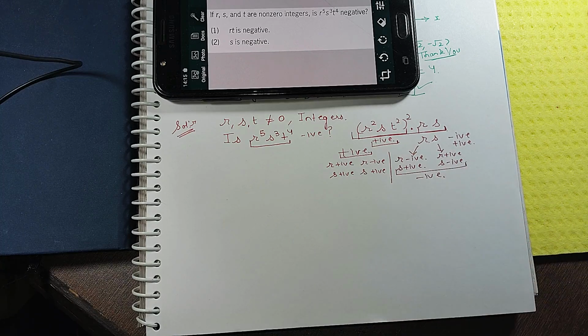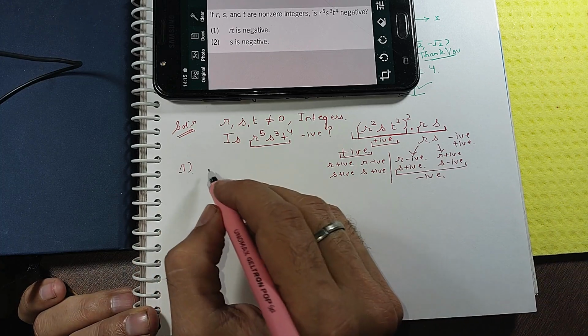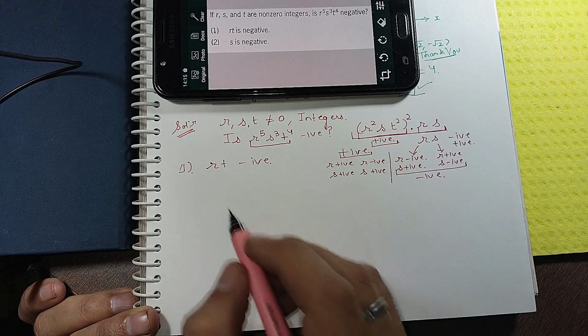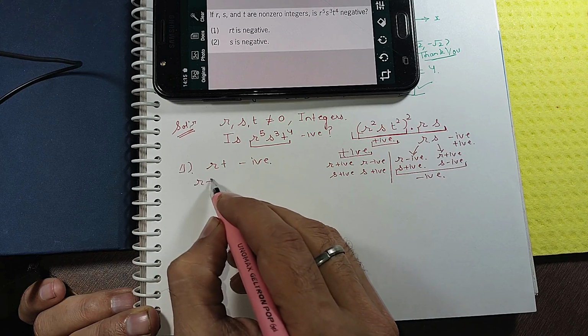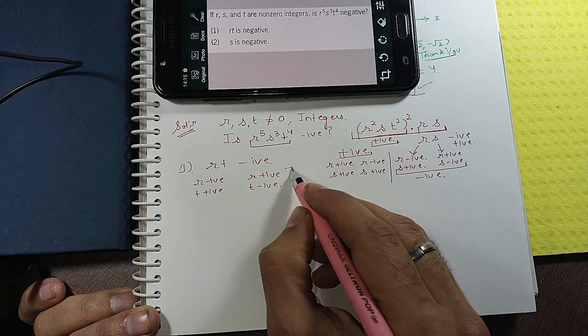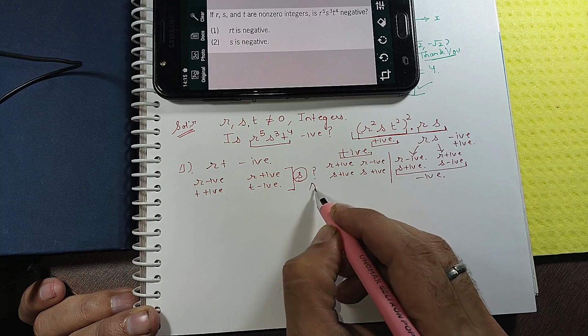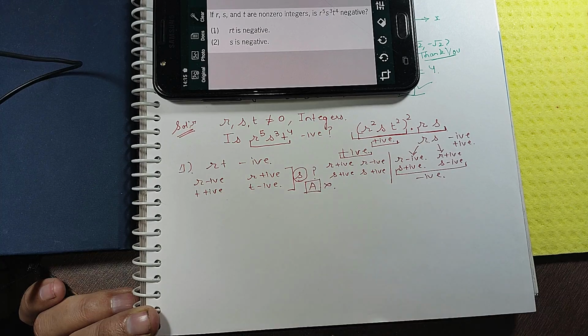Now with such information, we'll move to the first statement. The first statement tells us that R into T is negative. RT is negative. So this means either R is negative and T is positive, or R is positive and T is negative. But from here we don't get anything about the sign of S. So we can say that statement A is not sufficient to answer our question.